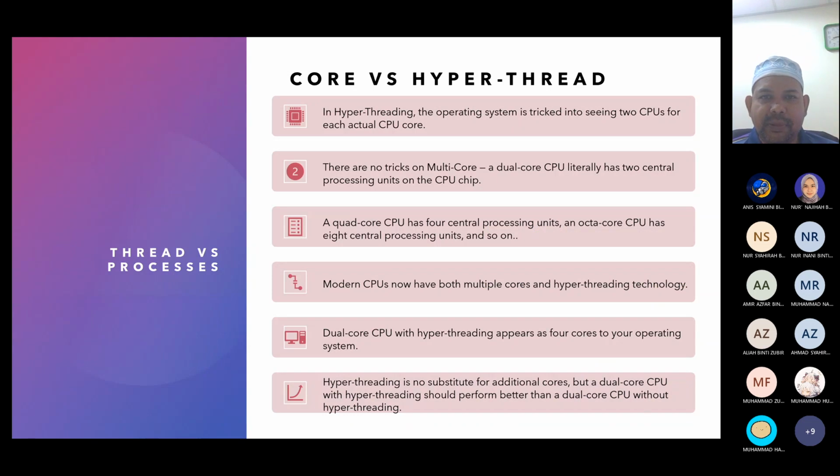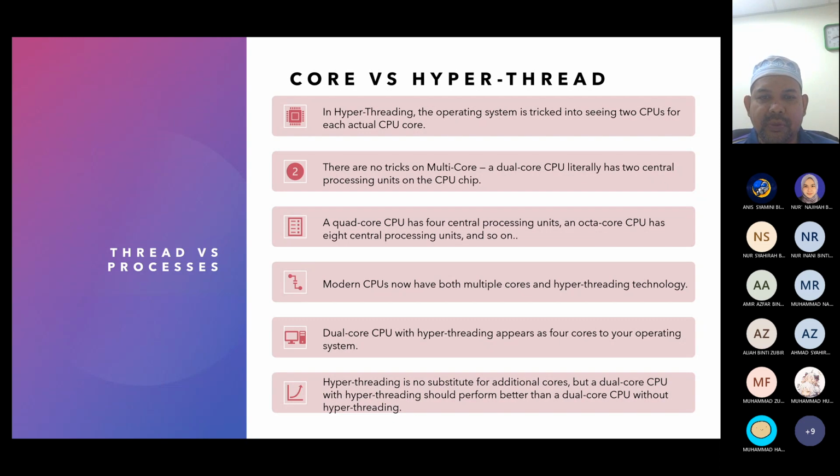Okay, core versus hyperthread. So in hyperthreading, the operating system is tricked into thinking there are two CPUs for each actual CPU core. So there are no tricks on multi-core. A dual-core CPU literally has two central processing unit on the CPU chip. So a quad-core CPU has 4 central processing unit and octa-core CPU has 8 central processing unit and so on.